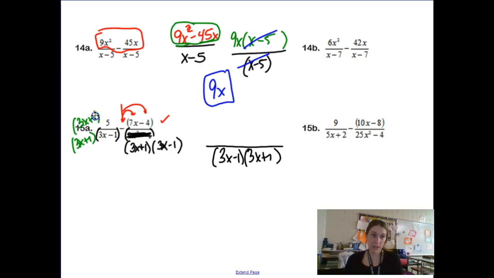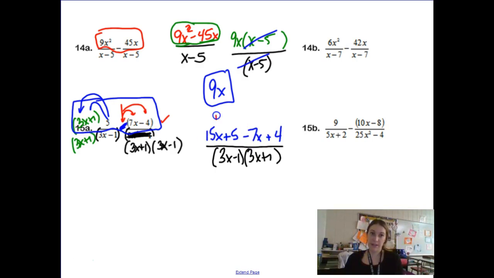So, my numerator is kind of messy right now. I have, let's see here, a 5 times a 3x plus 1. So that would be a 15x plus 5. And then I have a subtraction sign that has to be distributed to the 7x minus 4. So even though we didn't have to multiply that by anything, we do have to distribute the subtraction. So it's really a minus 7x, and this becomes a plus 4.